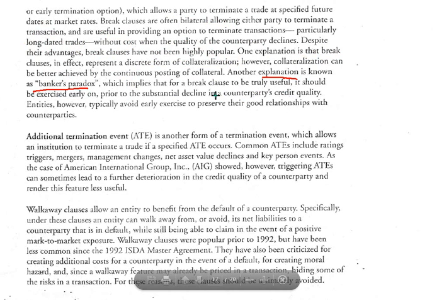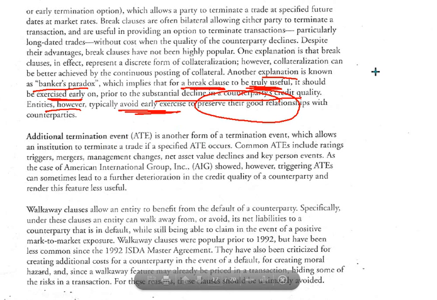Which says that for a break clause to be useful, it should be exercised early on. It should be exercised much before the decline in a counterparty's credit quality. It should not happen when the counterparty is already defaulting, right? They are saying that entities, however, avoid early exercise to preserve their good relationship.